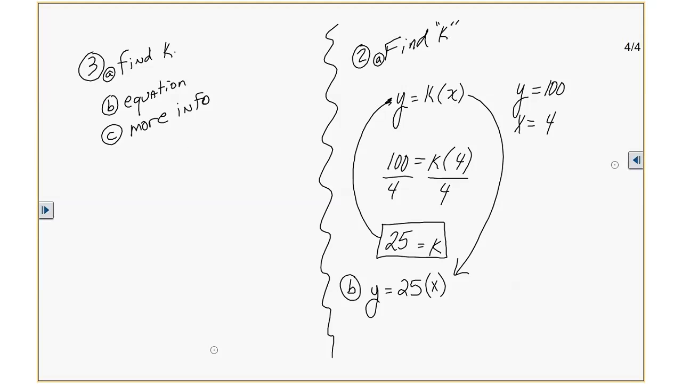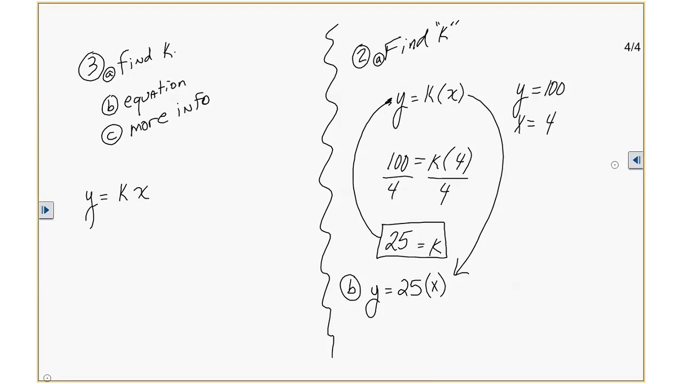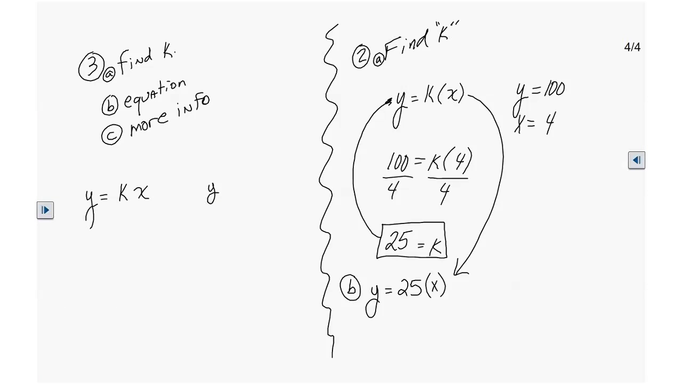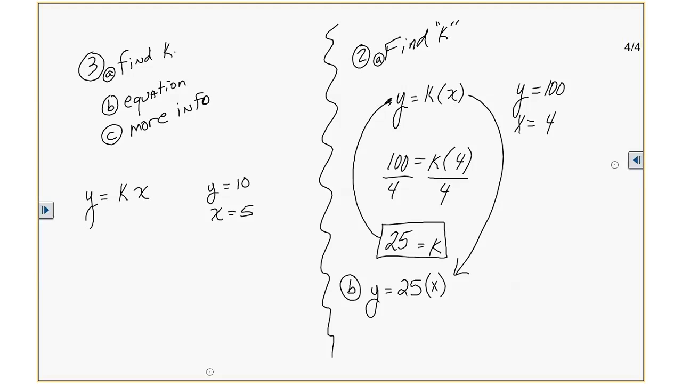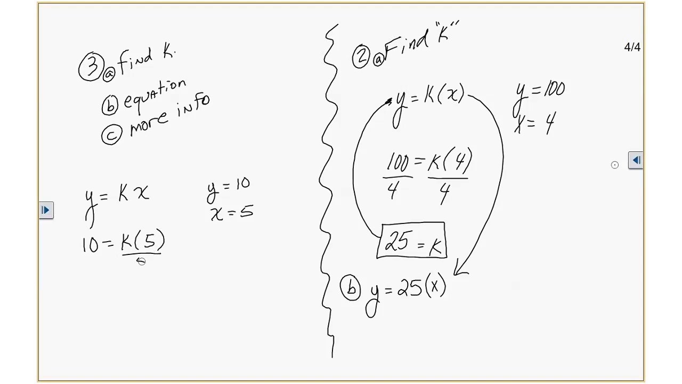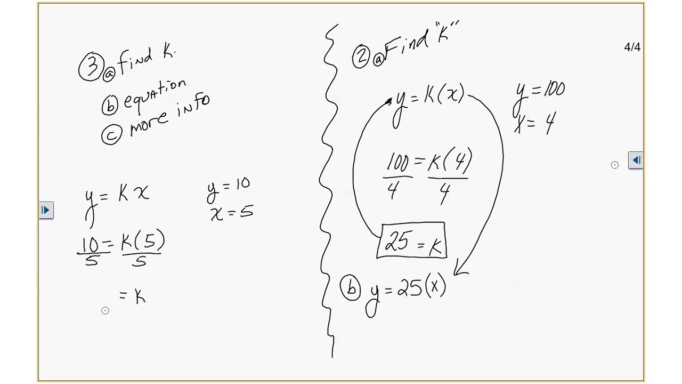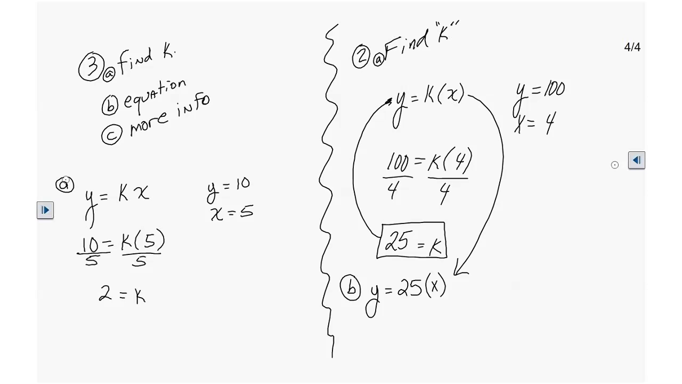So Y is equal to K times X. Y is equal to 10, X is equal to 5. So what do we do? Plug each other. 10 is equal to K times 5, divided by 5. K is equal to what? 2. And what are we doing in the second type problem? That's A. What do we do with B?